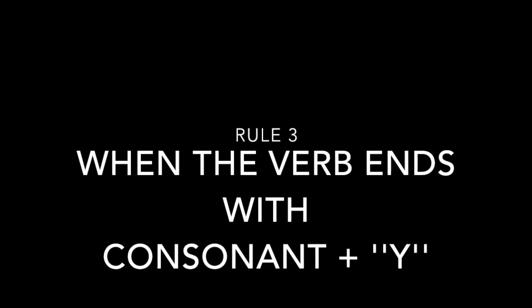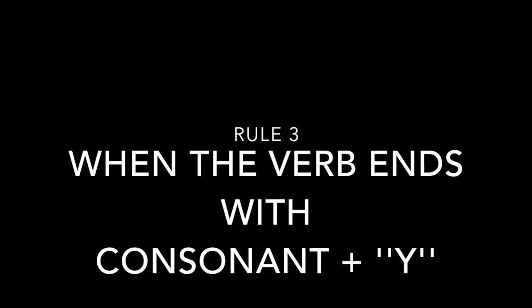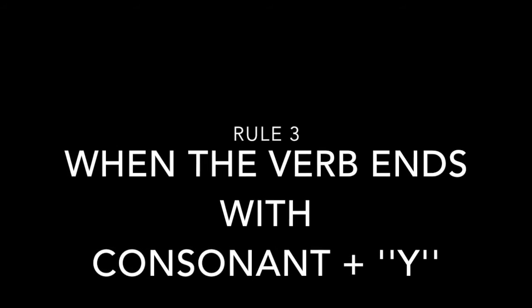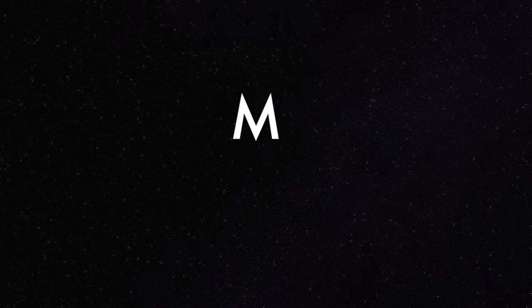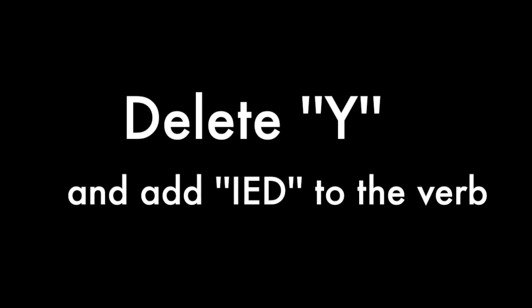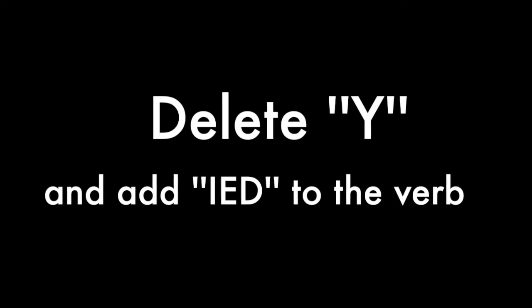The last rule is rule number 3. When the verb ends with consonant plus Y. An example of a consonant would be B, M, S, T, R. When you have so, all you need to do is delete the Y and add IED to the verb instead. Let's look at some examples.